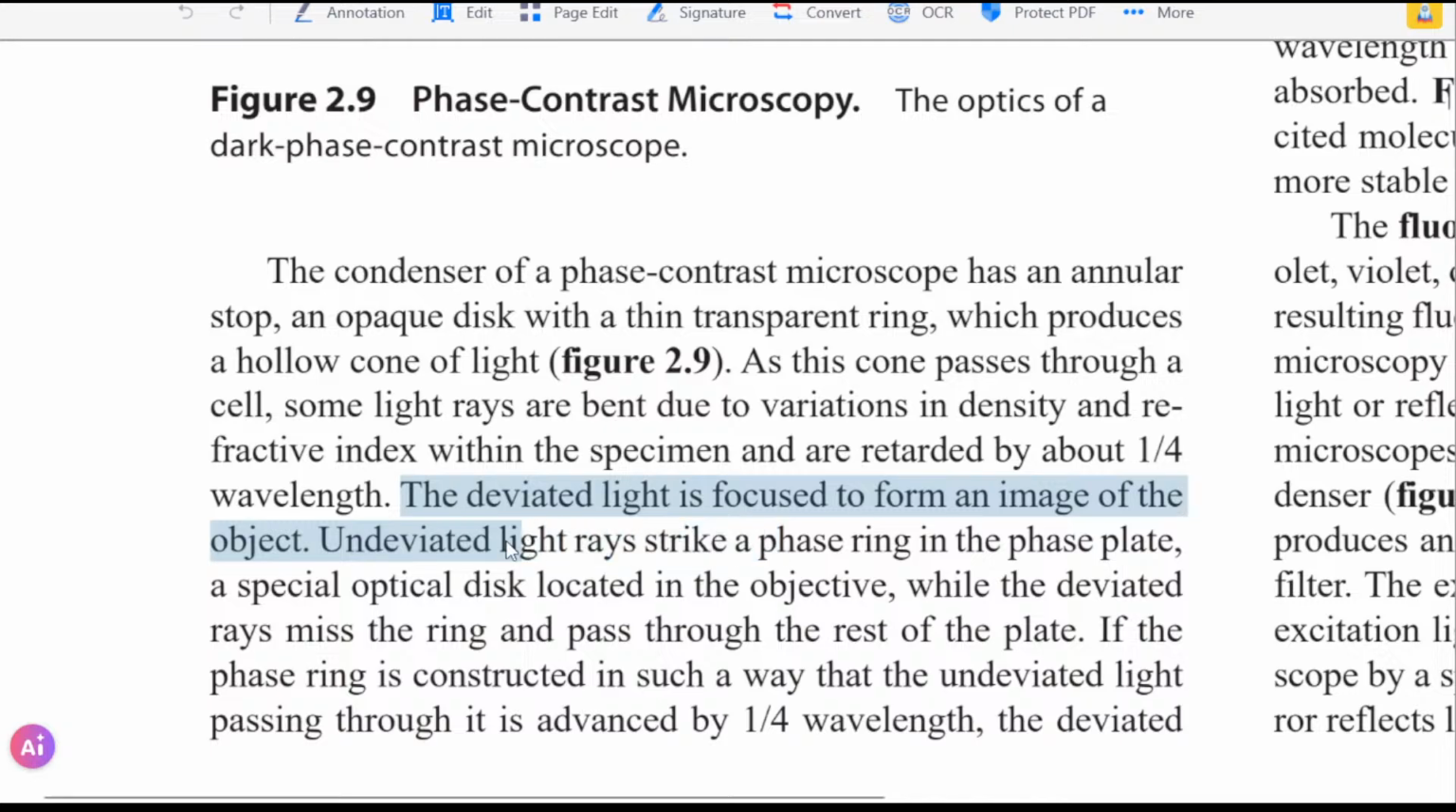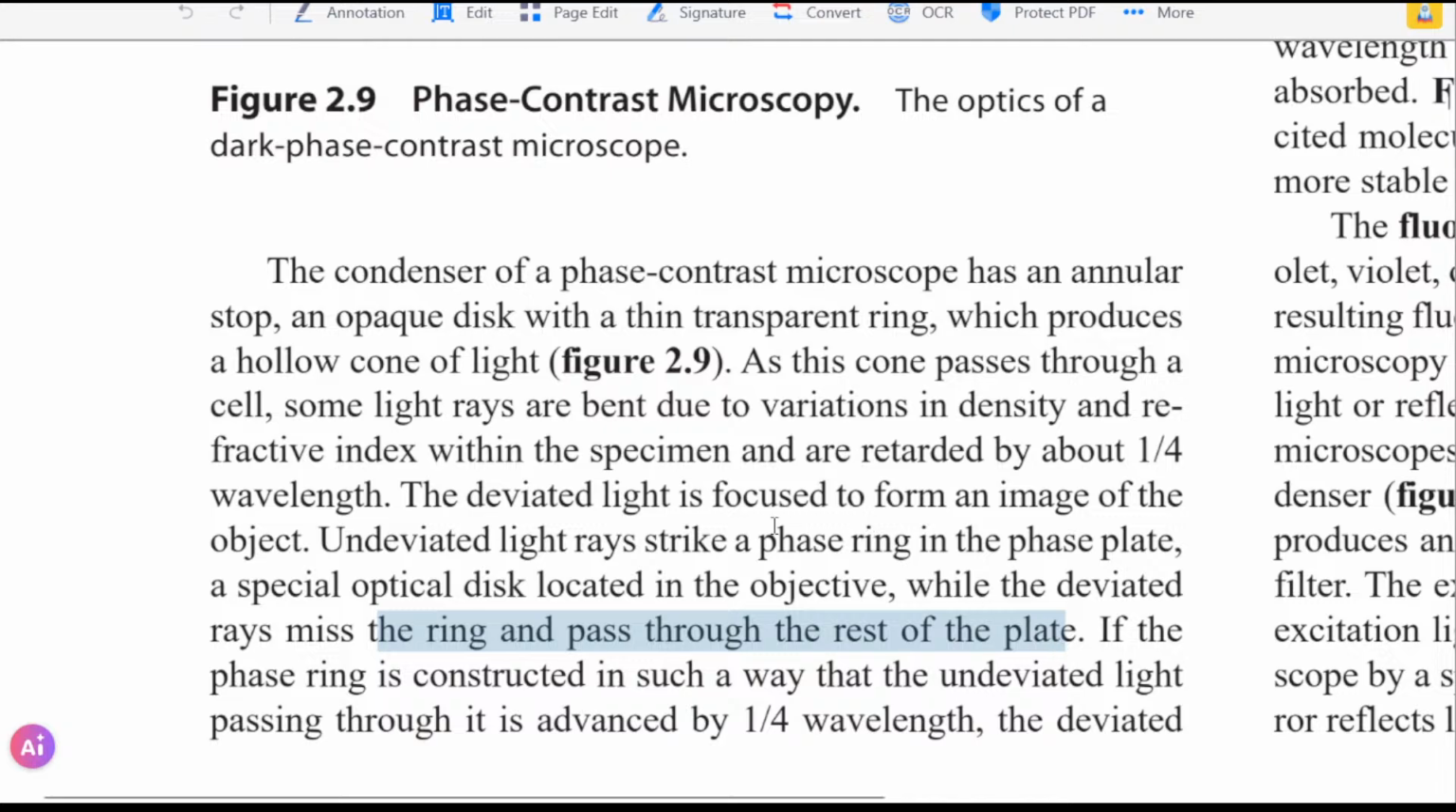The undeviated light rays strike a phase ring in the phase plate, a special optical disc located in the objective, while the deviated rays miss the ring and pass through the rest of the plate.